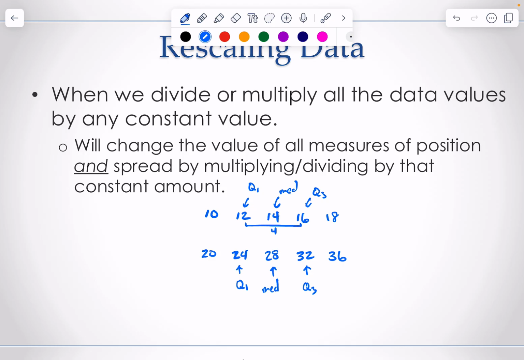When I took the data set and I doubled it, all of my values became more spread out. In this case, now I have an IQR of 8 instead. So when I rescale the data, when I multiply or divide by a constant, I'm going to change everything by that same factor. So measures of center, measures of spread, everything gets increased or decreased by the same amount in that particular case. So I doubled all my values. That means I double all my positions. I double all my measures of spread and get the new values from there.